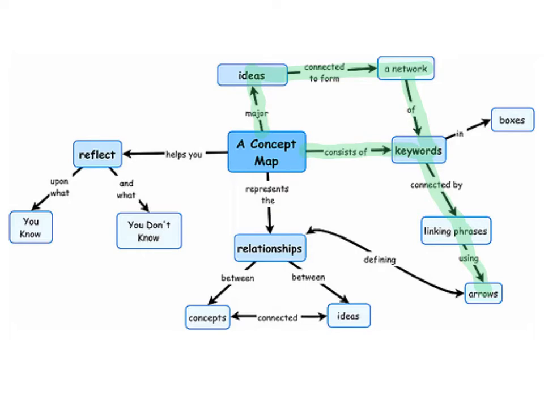Going back, a concept map can represent the relationships between concepts and ideas, and we can show how they're connected. And in a sense, the arrows that we referred to are a way of defining those relationships to an extent.